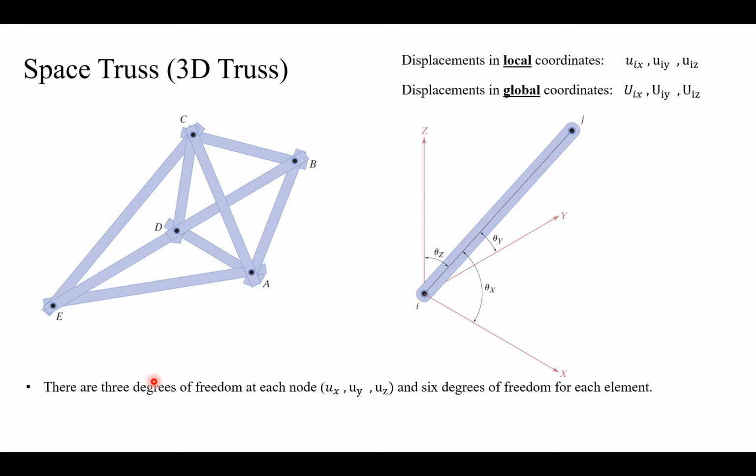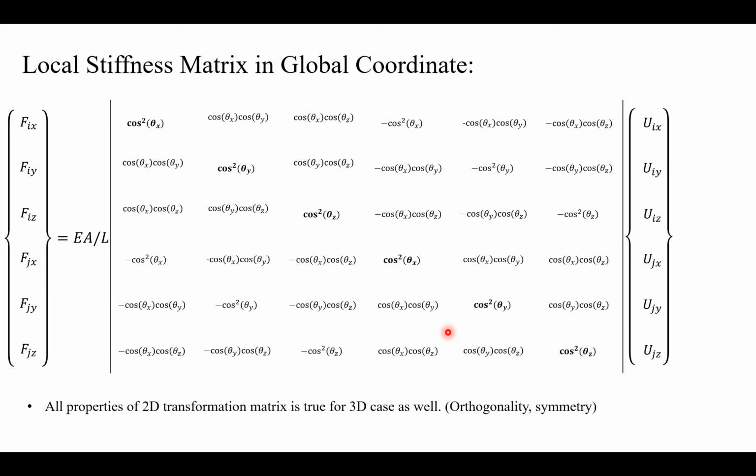In 3D, the approach is the same. Instead of just having 2 degrees of freedom per node, we have 3 degrees of freedom per node, both in local and global coordinates. And you can see in 3D we use 3 angles. 2 of them are independent. The third one can be obtained if we have the other 2. The stiffness matrix for 3D trusses takes this form.